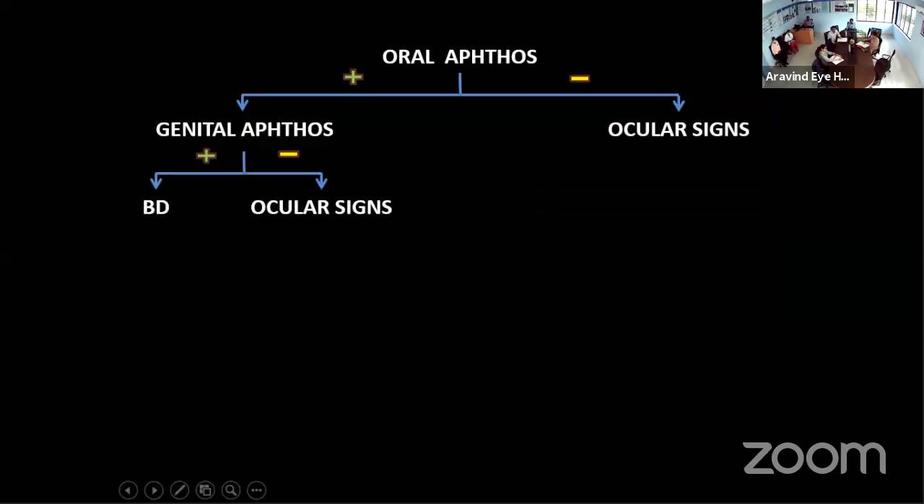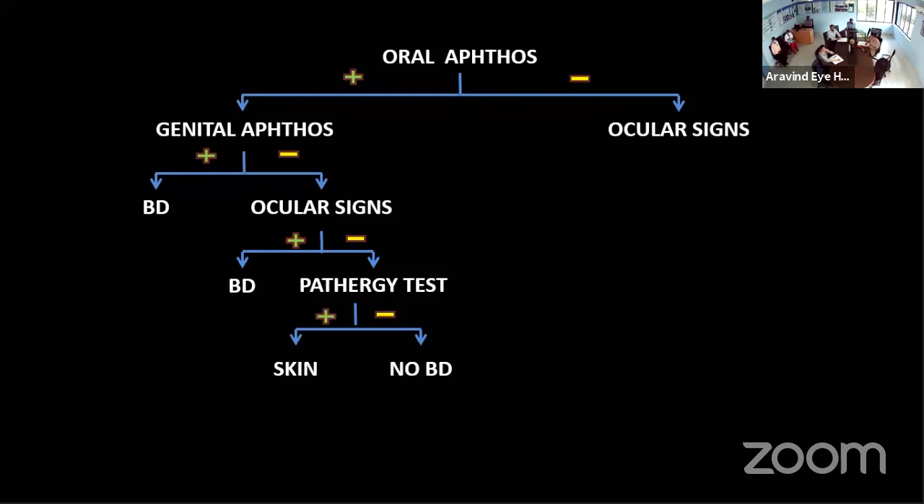Yeah. So in practice, this is what I want you to remember. Whenever you see a patient with oral aphthae, ask yourself, does this patient have genital aphthae or not. If it is present, possibility of Behcet's is there. If it is absent, search for the ocular signs. If it is present, definitely you are likely to deal with the case of Behcet's. If it is negative, you are good to do a pathergy test. If it is positive, look for the skin manifestation. If it is present, Behcet's is likely. If the skin manifestations are not there, Behcet's is unlikely. Of course, if the pathergy test is negative, there is no Behcet's.